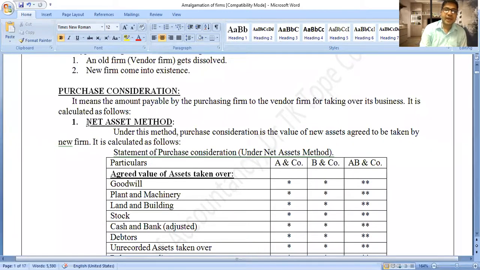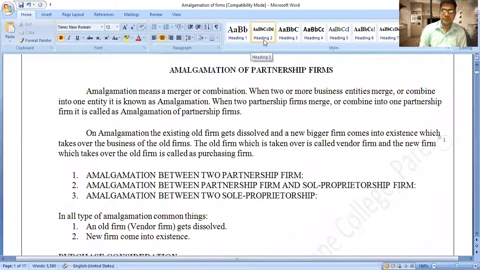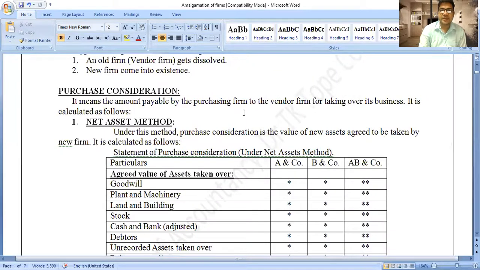First is the net asset method. We will calculate purchase consideration by using the net asset method. Under this method, purchase consideration is the value of net assets agreed to be taken over by the new firm. It means the value calculated from the assets and liabilities taken over by the purchasing firm is considered as the purchase consideration.